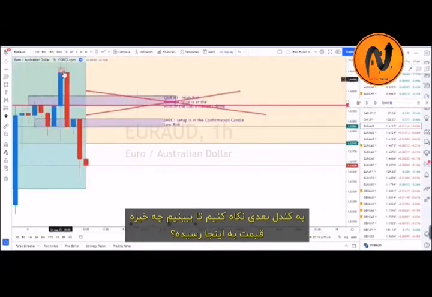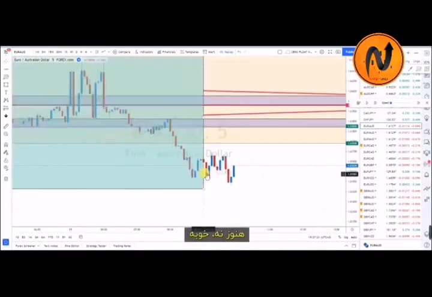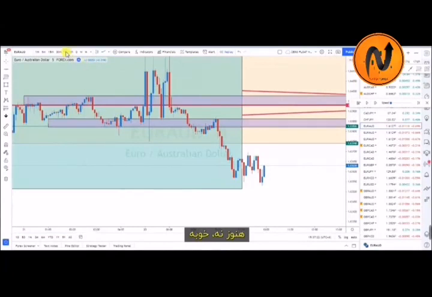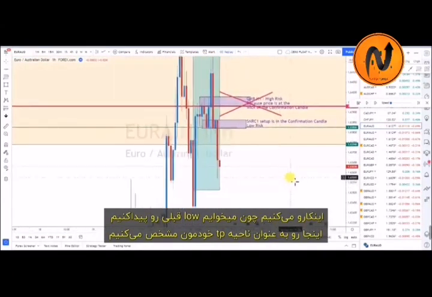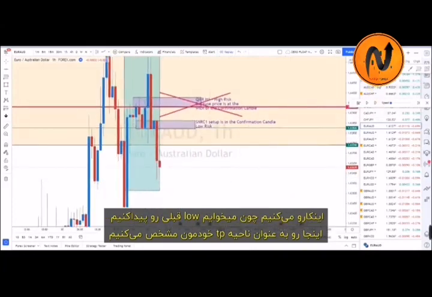Has the price come back here? Not yet, right? Nope, not yet. Okay, good. The reason why we do this is because we want to find the previous low. So let's say we're going to mark this as our TP area here.